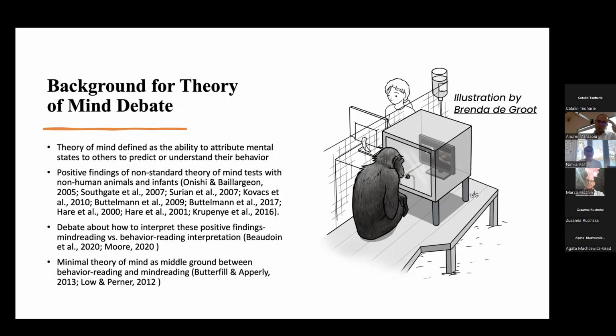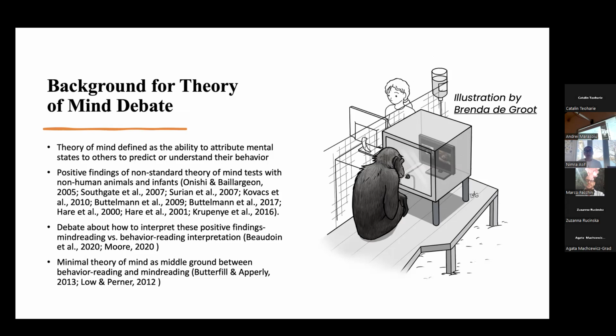And since these studies have found positive results, there's been an intense debate about how to interpret them, which can roughly be divided into, or at least I will focus on these 2 main camps, the mind reading and the behavior reading camp. So in the mind reading camp, the researchers argue that these positive findings do suggest that the infants and the non-human animals understand mental states. So they suggest that they have a theory of mind. And here it seems like what they mean by theory of mind is the standard view, which requires understanding that others have mental states, inferring these mental states from their behavior, and then representing them as such.